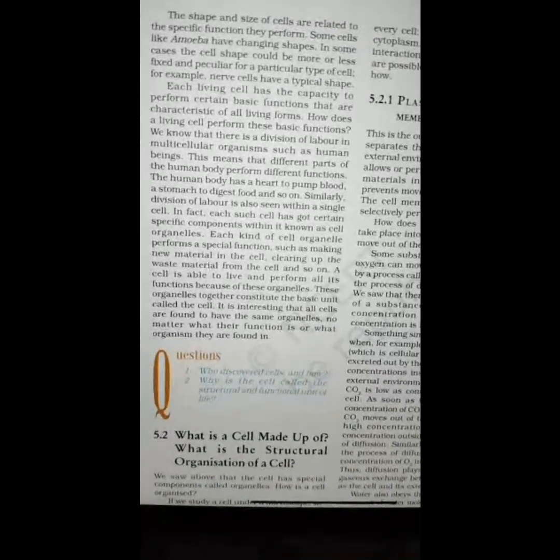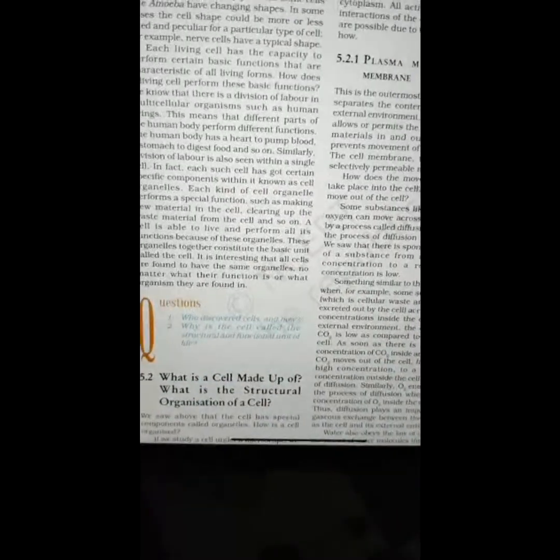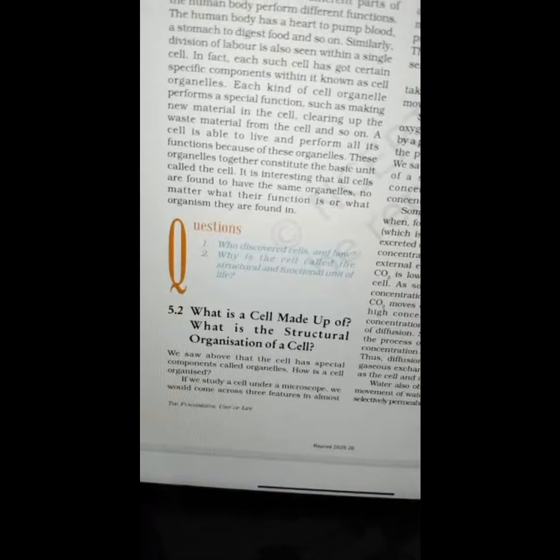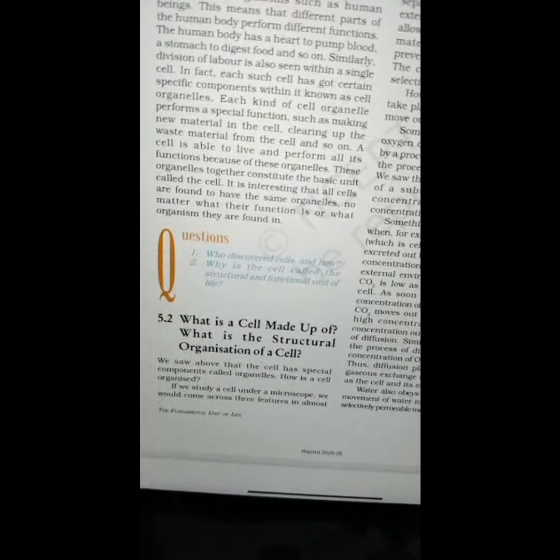Let's come on to the in-text questions now. I hope the screen is visible. Question number one: who discovered the cells and how? Question number two: why is the cell called the structural and functional unit of life?